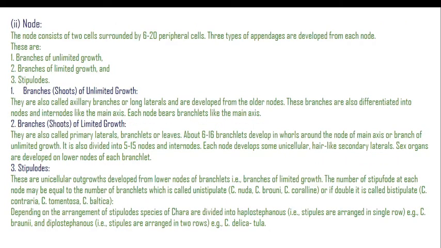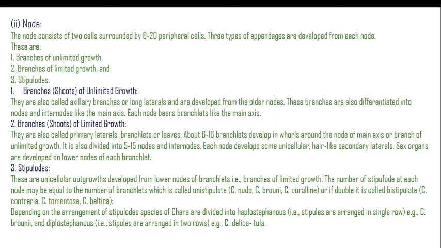So in this way they possess a main axis. Then we come towards the nodes. The node consists of two cells surrounded by 6 to 20 peripheral cells. Three types of appendages are developed from each node, that is branches of unlimited growth, branches of limited growth, and stipules.